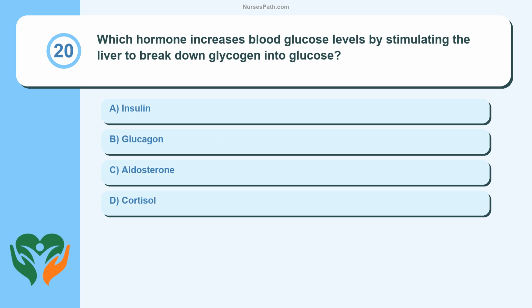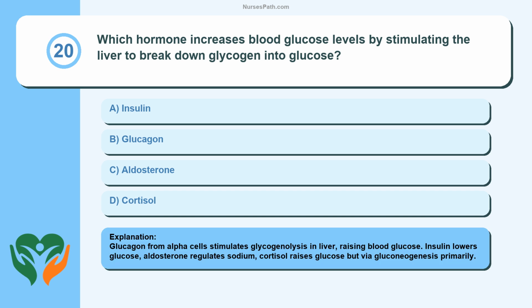Question 20. Which hormone increases blood glucose levels by stimulating the liver to break down glycogen into glucose? Insulin, glucagon, aldosterone, cortisol. Glucagon from alpha cells stimulates glycogenolysis in the liver, raising blood glucose. Insulin lowers glucose, aldosterone regulates sodium, cortisol raises glucose but primarily via gluconeogenesis.